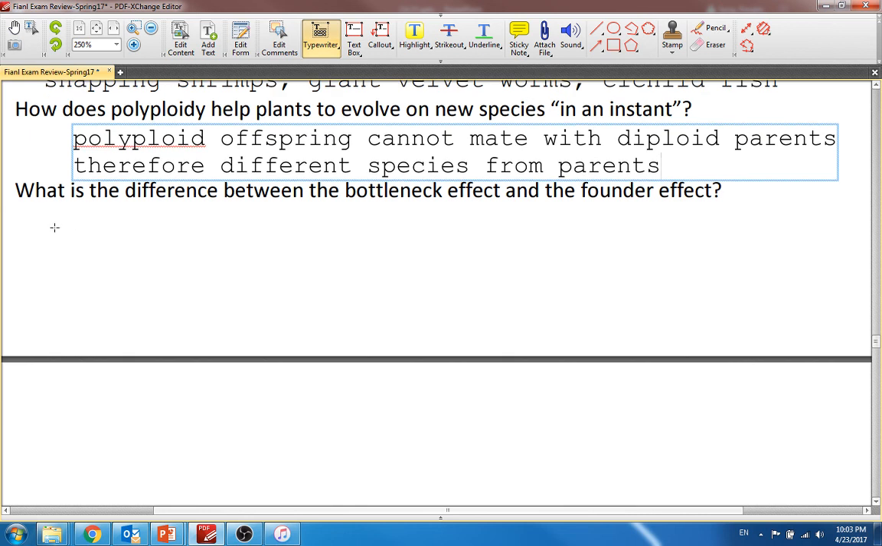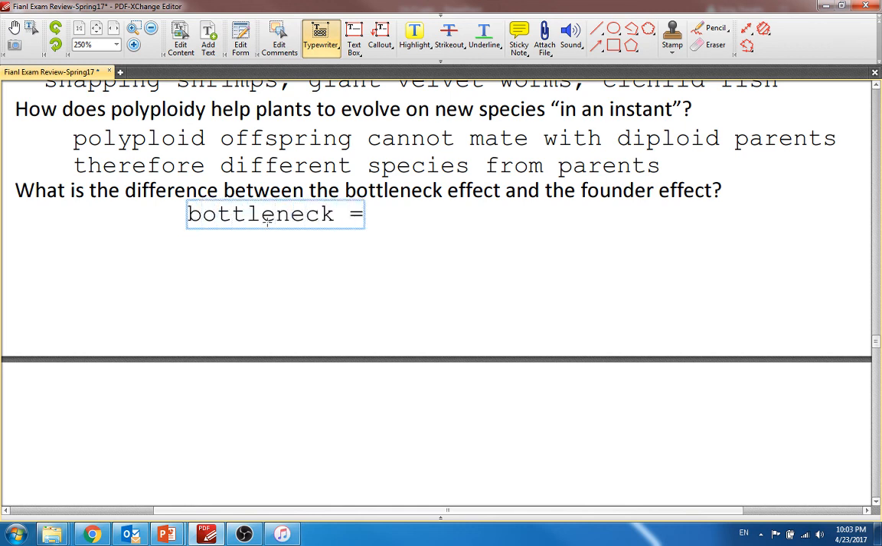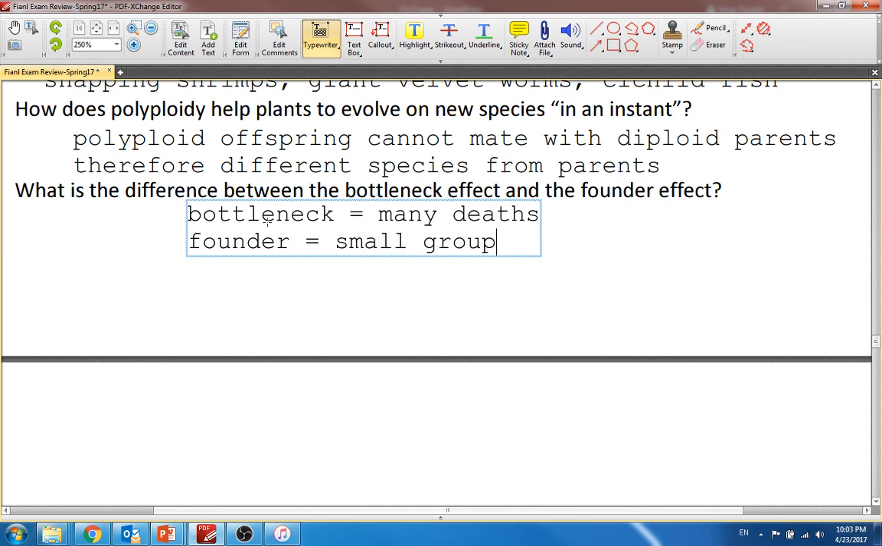Number 8, what is the difference between the bottleneck effect and the founder effect? The bottleneck effect is when the population significantly decreases, so that very few alleles are left. The founder effect does not have this sharp decrease of the population, but instead, a few individuals in the main population leave the main population and start to reestablish in a new place.